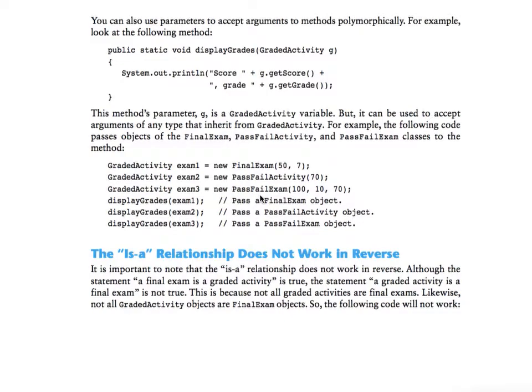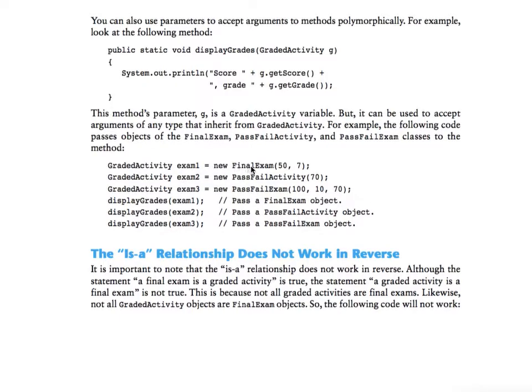Okay, now we have some more points concerning polymorphism. Let's take a look here at G. G is a parameter which is going to be of graded activity type. Now down here, I'm creating three different objects, all of graded activity. When I say objects, these are reference variables.